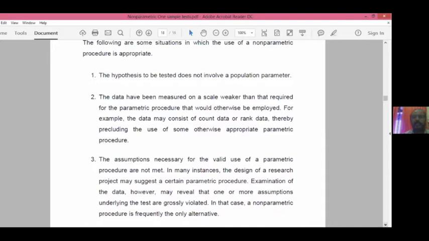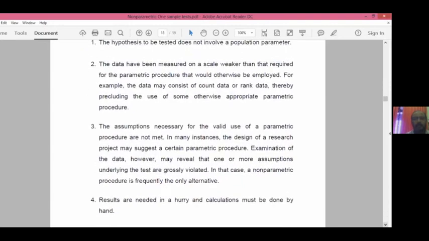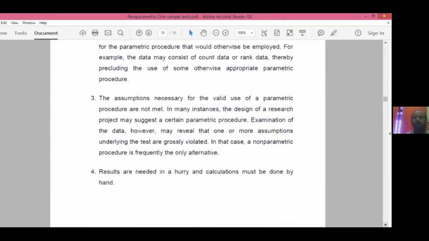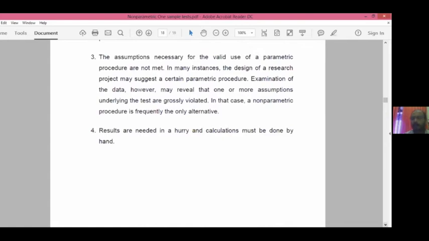So in many instances, the design of a research project may suggest a certain parametric procedure. Examination of the data, as I told you in an earlier presentation, however, may reveal that one or more assumptions underlying the test are grossly violated. In that case, a non-parametric procedure is frequently the only alternative. Also, when results are needed in a hurry and calculations must be done by hand, that is the advantage of using non-parametric methods, and a situation when we prefer them.